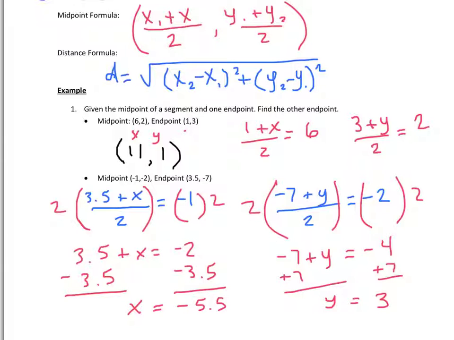So now I have my endpoint. And I'll write it up here. It is negative 5.5, 3.